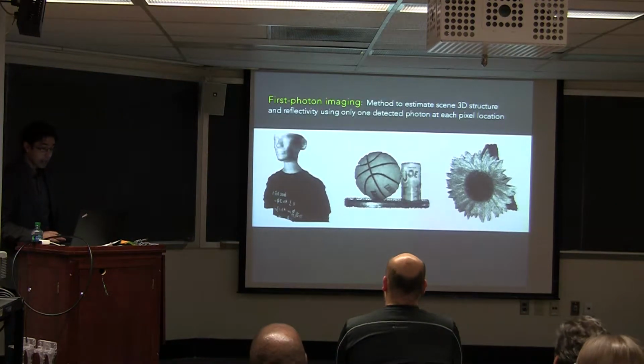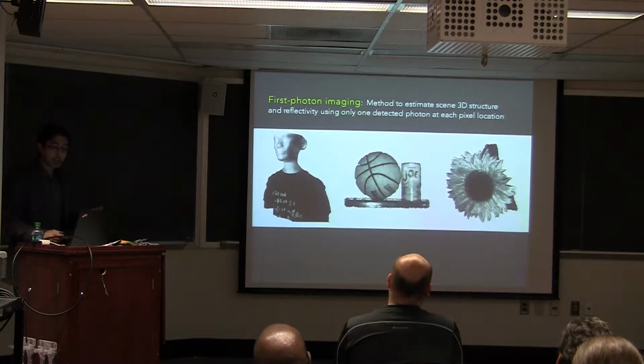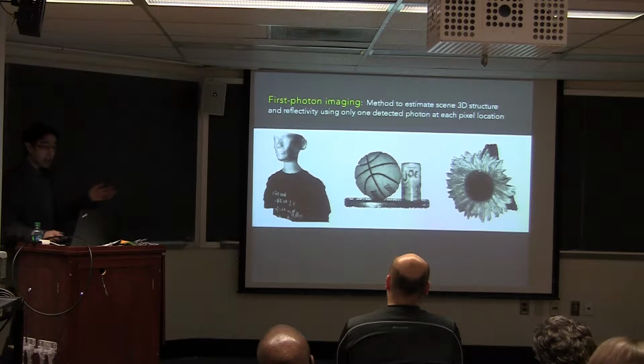All right, so first-photon imaging is a method to estimate 3D structure and reflectivity of a scene together from only one detected photon at each pixel location. So shown here are some examples of scenes captured with our computational imager at one detected photon per pixel.